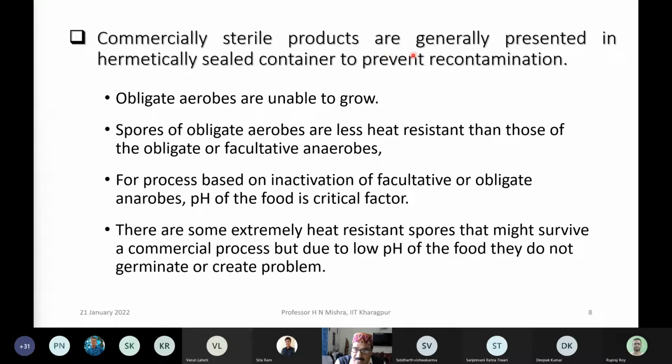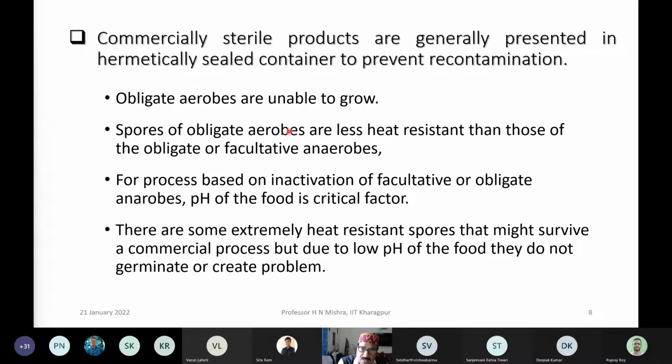The commercially sterile products are generally presented in hermetically sealed containers to prevent recontamination. Obligate aerobes are unable to grow in hermetically sealed containers. You can see canned rasgulla, canned pineapple, canned peas, etc. Inside, as I told you, there is an anaerobic environment. So obviously the obligate aerobes, those bacteria which are strict aerobes, will not be able to grow inside, as the condition does not favor their growth. They require oxygen for their growth.